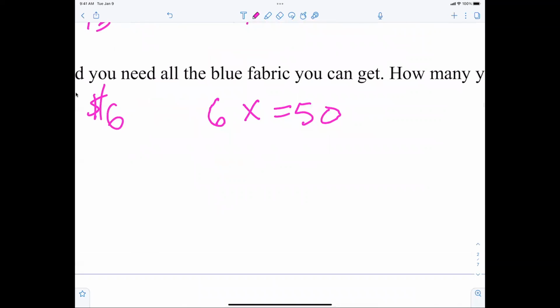You see what this is? This is multiplication, right? So how do I undo multiplication?